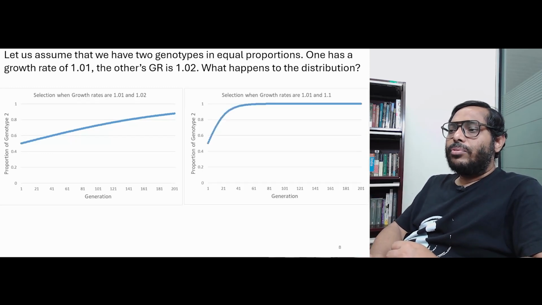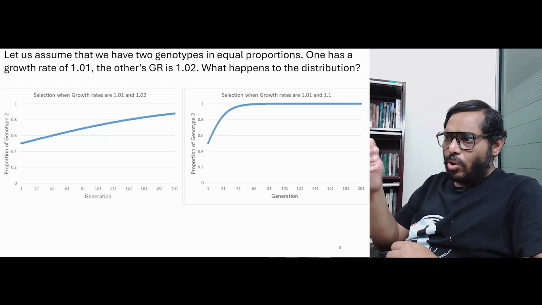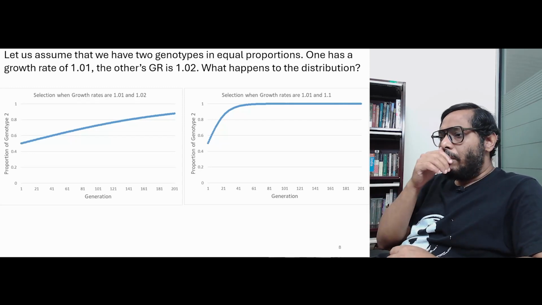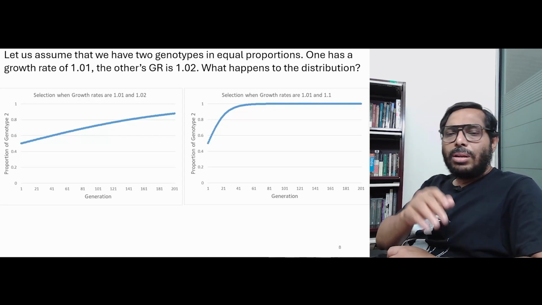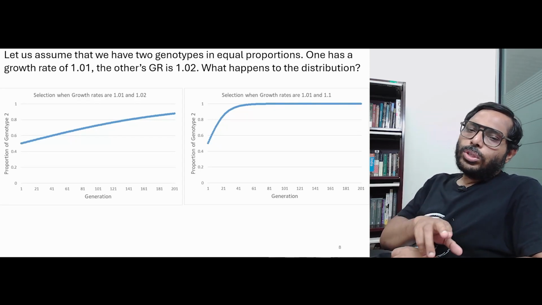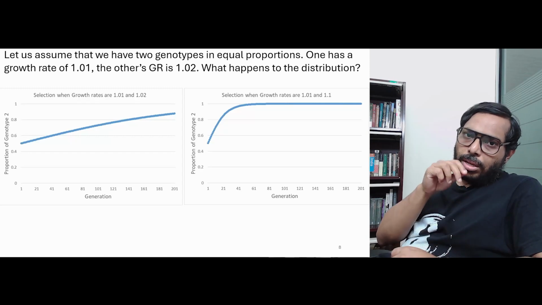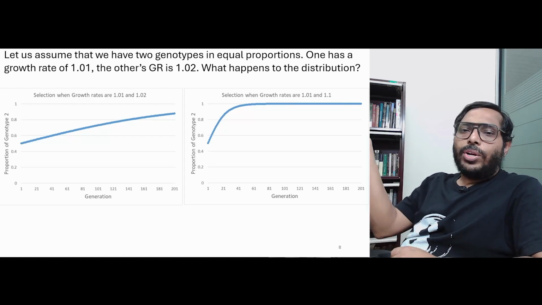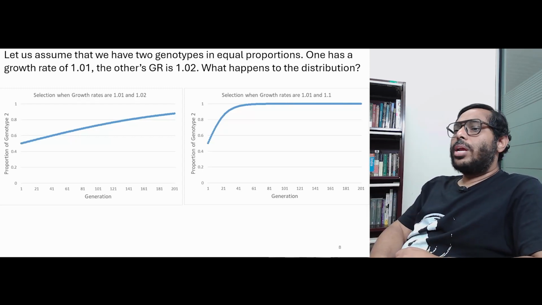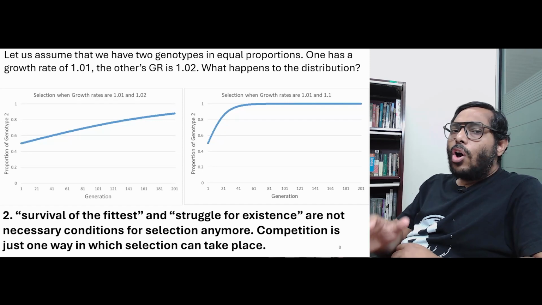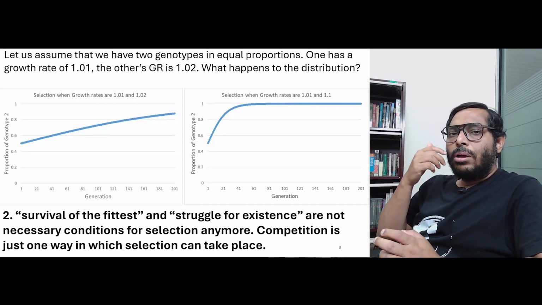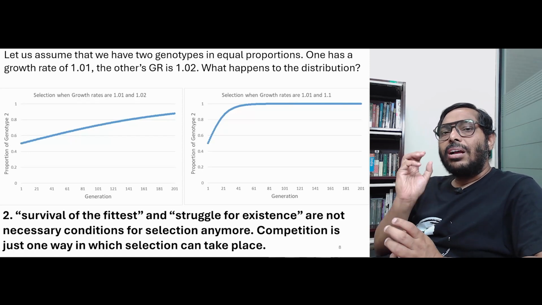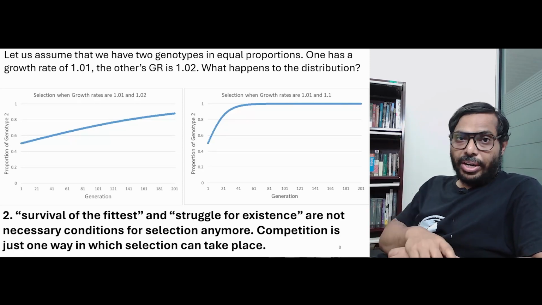You can see the same thing if you increase the growth rate difference slightly more, let us say 1.01 and 1.1, and you can see that within about 50-60 generations or so, the proportion of genotype 2, which has a higher growth rate, goes from 0.5 all the way to 1. So the basic point I am trying to make here is that normally when people think about evolution due to natural selection, they are always thinking in terms of struggle for existence or survival of the fittest, right?